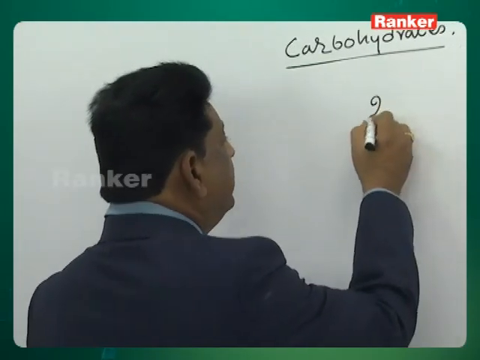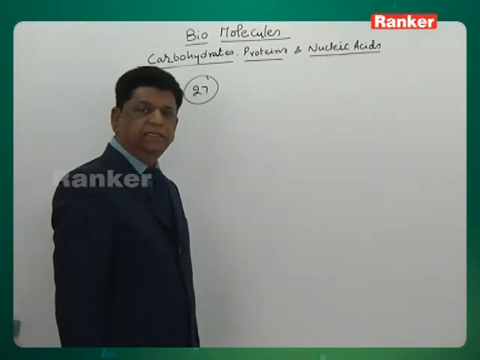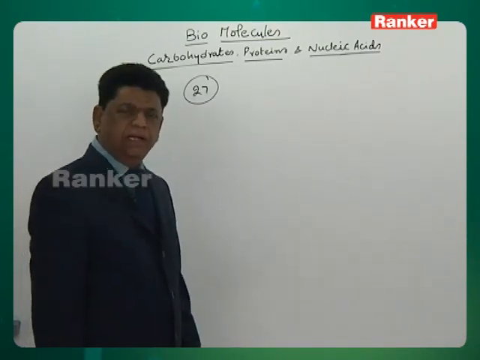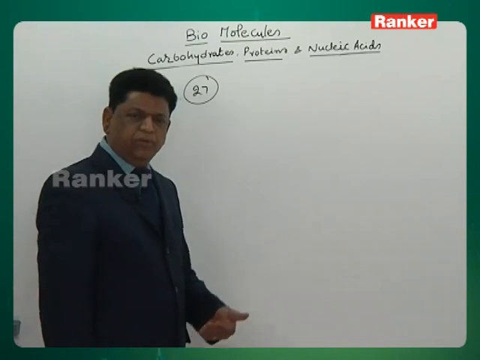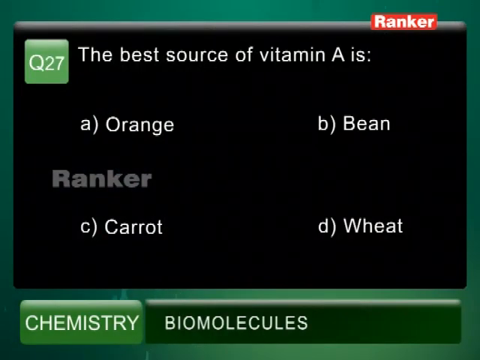Question number 27. The best source of vitamin A. Vitamin A is also called retinol. This A will be helping in eyesight and all that. And this is the main source, it is asked. So orange is a source for vitamin C actually. Bean is for protein synthesis and A. And the carrot is the main source for A. Wheat is for K and other vitamins.